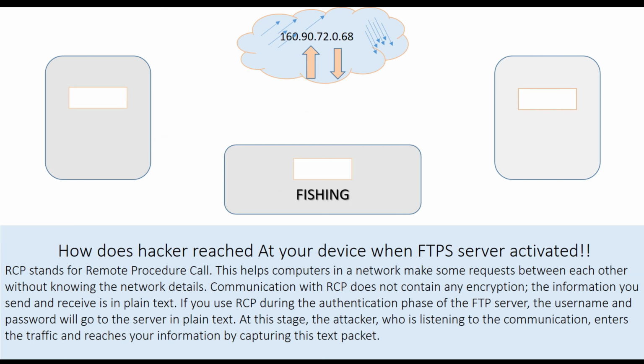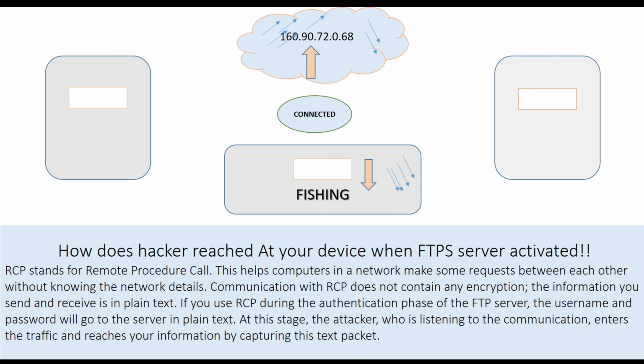Now let's come to how hackers compromise RPC communication. RPC stands for Remote Procedure Call. This helps computers in a network make requests to each other without knowing the network details. Communication with RPC does not contain any encryption. The information you send and receive is in plain text.